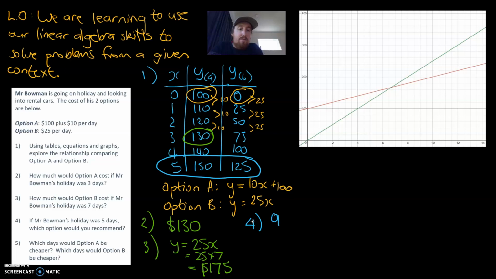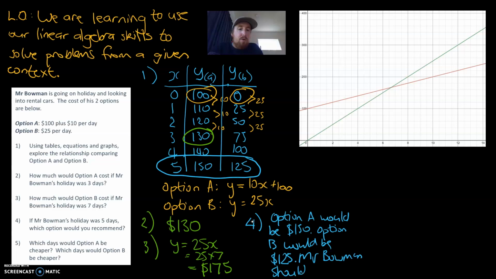So I'll just write option A would be 150. Option B would be 125. Mr. Behrman should use option B. And that's because I'm saving $25 by using that option.